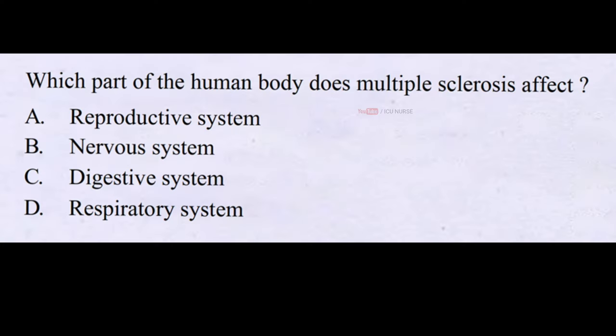Which part of the human body does multiple sclerosis affect? A. Reproductive system, B. Nervous system, C. Digestive system, D. Respiratory system. And the correct answer is B. Nervous system.